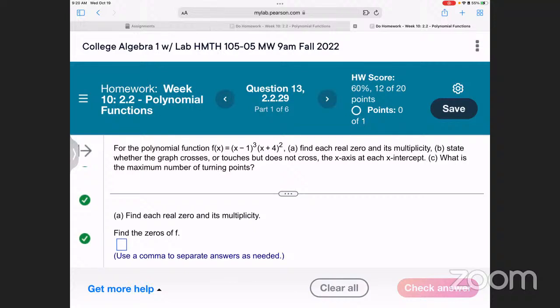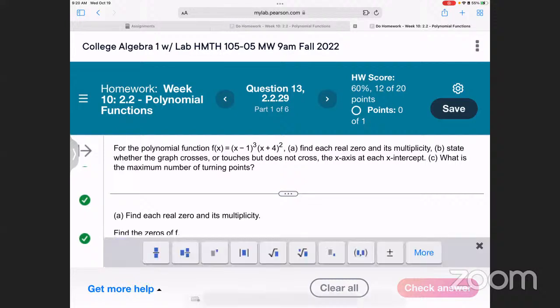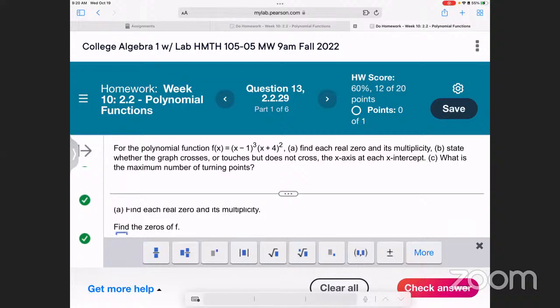So we have this polynomial. Fortunately, it's already in factored form. If we set it to 0 and solve, we would invoke the zero factor property. You can just look at this and get the zeros. So from that first binomial, you get x is 1. And from that second one, you get x is -4.